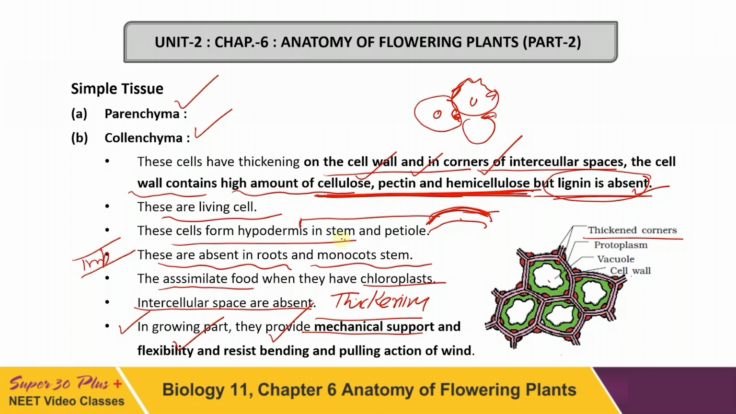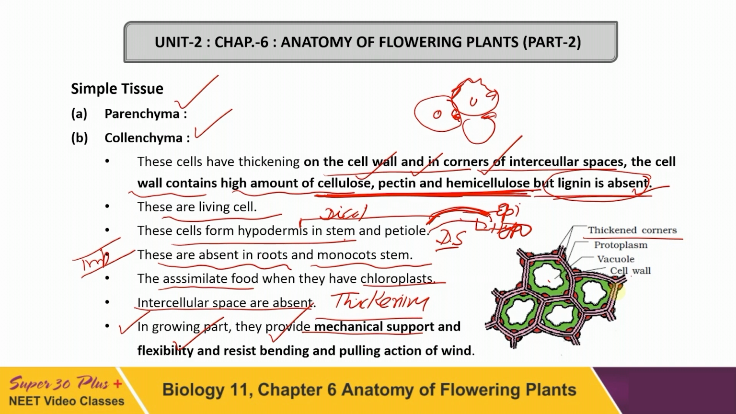In case of dicot stem, hypodermis is collenchymatous. This is dicot stem. This one is epidermis, and this one is hypodermis. This is the section, this is the vacuole. The corners are thickened because of deposition of cellulose, pectin and hemicellulose, right?